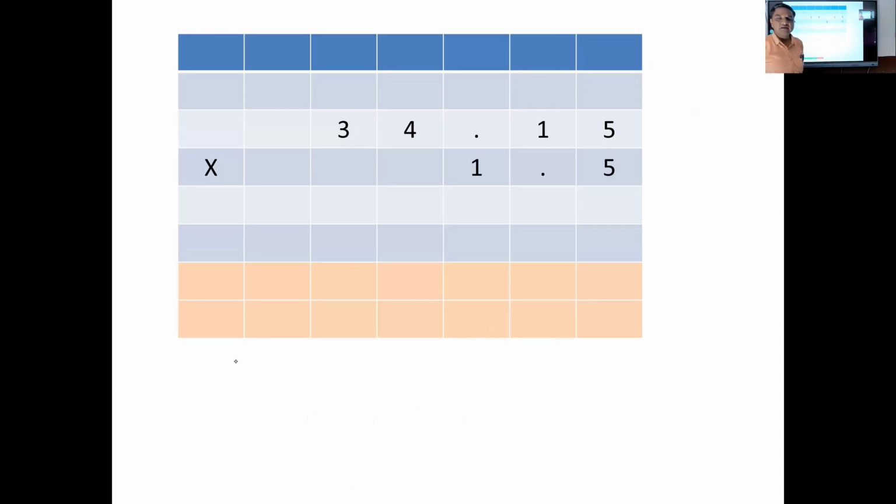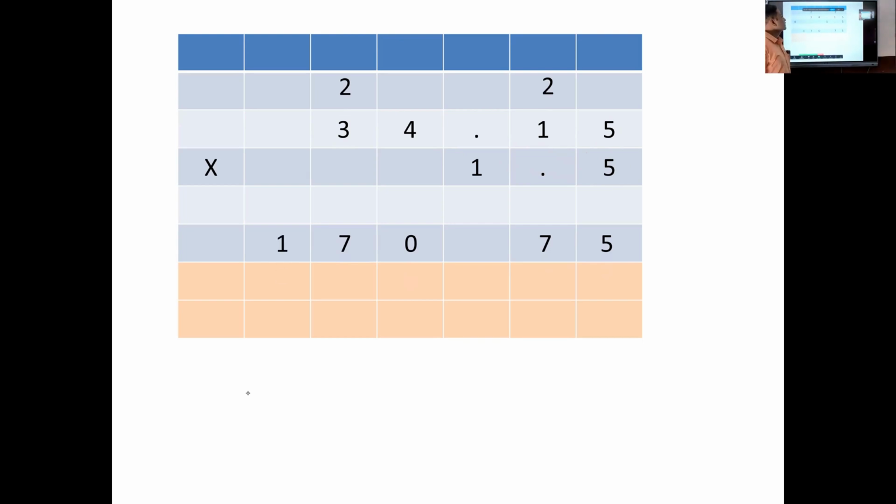Now, as usual, we carry out the multiplication of decimal numbers without taking the decimal point into account. We start with the smallest place of the multiplier, that is 5. 5 times 5 is 25, so we put 5 down and carry 2 forward. Then 5 times 1 is 5, plus 2 is 7. Then 5 times 4 is 20, so we put 0 down and carry 2 forward. 5 times 3 is 15, plus 2 is 17. We put 7 in the smaller place and 1 in the larger place.